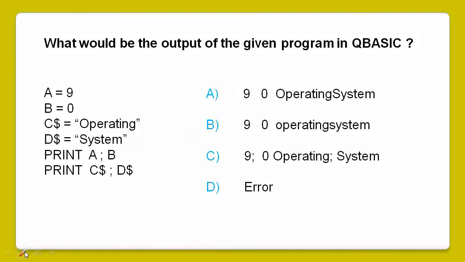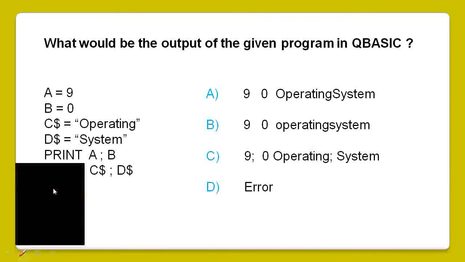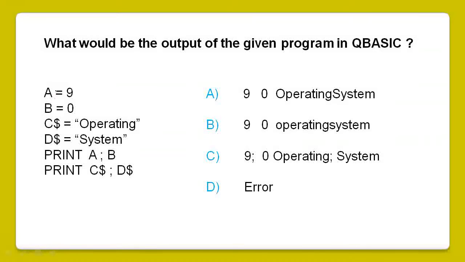Okay, time's up. Now I'm going to tell you how to solve this question. We can see that A equals 9 and B equals 0. And we have to print A; B. Remember that the semicolon is a command and it will not be printed. So C is not the correct answer because you can see there are semicolons.